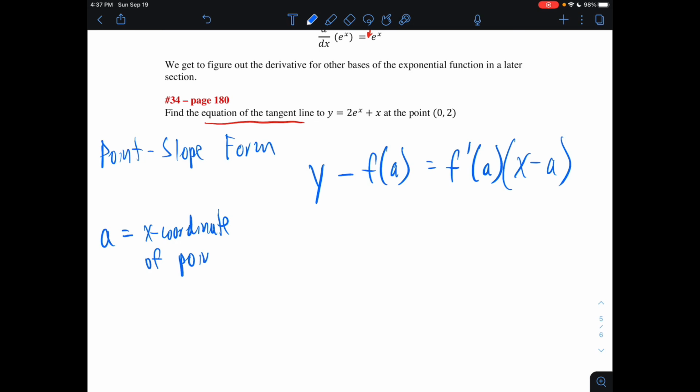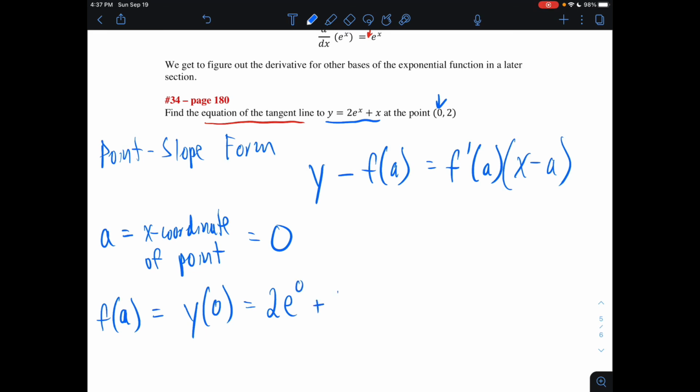So in our case, that's just 0. And then also remember f of a, that's just a general notation for our function evaluated at a. So in this case, our function, we called it y, and then it's of 0. And you could, of course, use the equation that was given to us, which was 2e to the input, so e to the 0, plus x, our input, or just 0. But this just becomes 2.